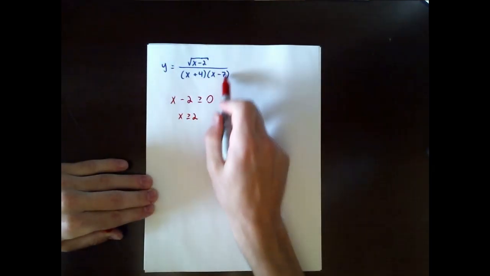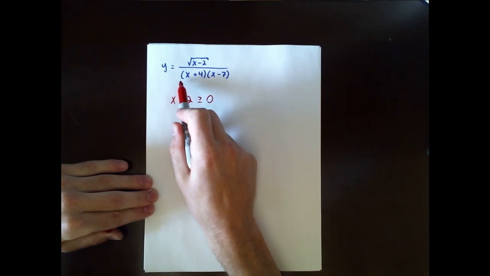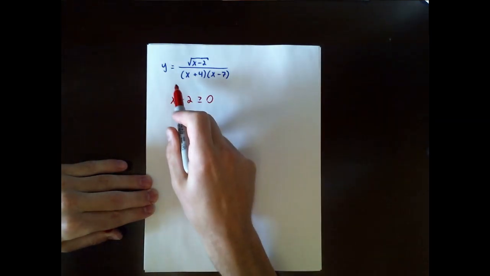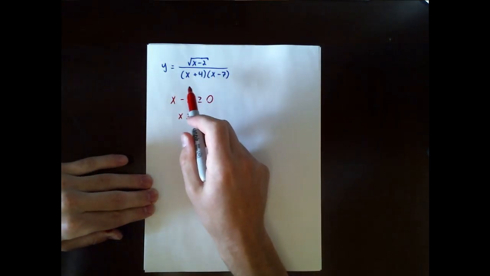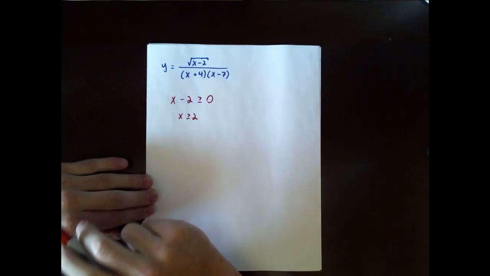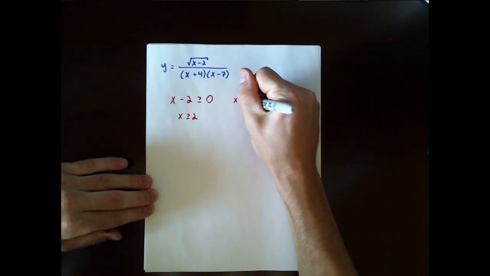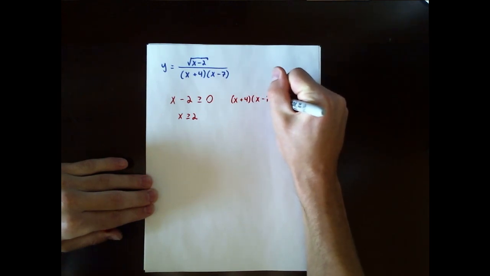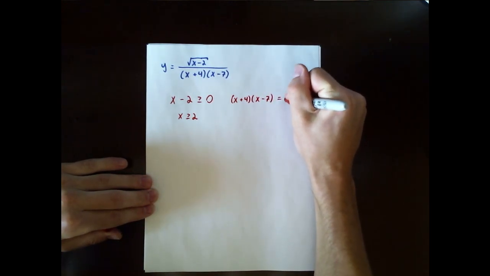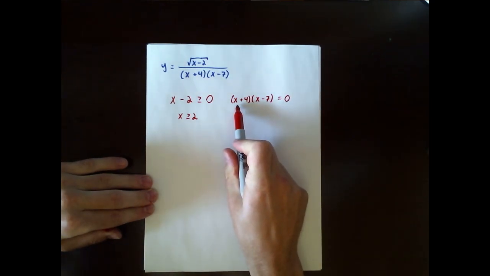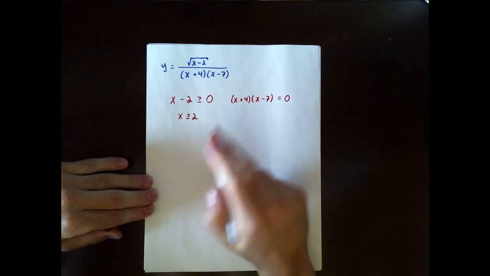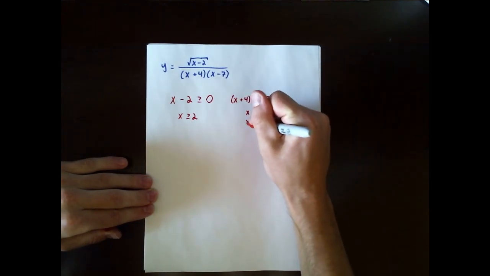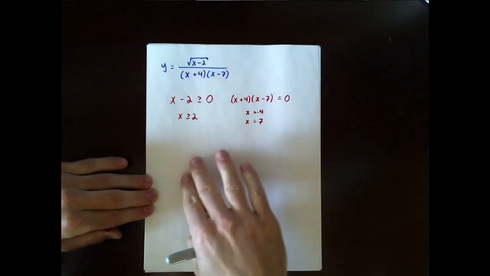So this is the domain of our function, as long as we apply the restrictions in domain created by the denominator to this domain right here. In order to find the restrictions in domain created by the denominator, we're going to take our denominator and set it equal to 0. So x plus 4 multiplied by x minus 7, that's our denominator, and we set that equal to 0. When we're solving this, we just take each of these individually equal to 0, and we end up with x equals negative 4 and x equals positive 7.